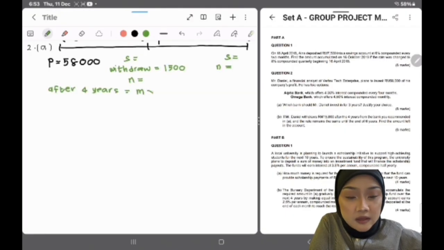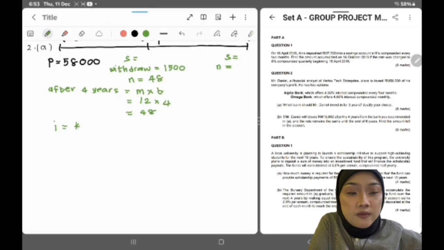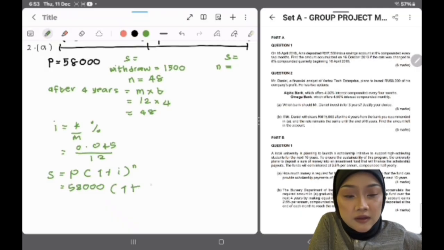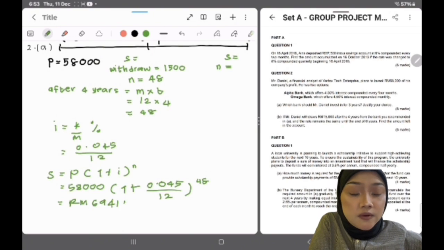N equals 12 times 4 equals 48. So we are going to use the compound interest formula. S equals P open bracket 1 plus I close bracket to the power of N. S equals 58,000 open bracket 1 plus 0.048 per 12 close bracket to the power of 48, which is 69,415 ringgit and 23 cents.